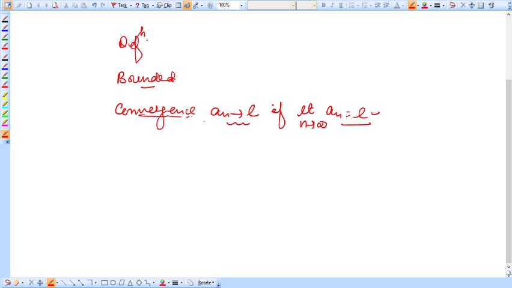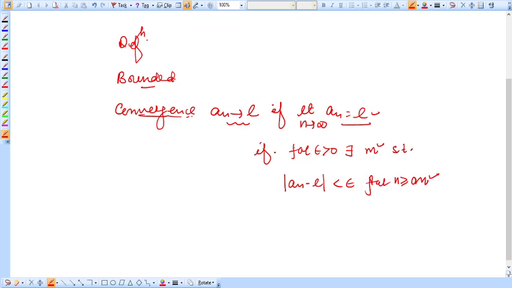Also this can be written in the epsilon definition, that is, if for epsilon greater than 0 there exists a natural number m such that the difference between a_n and L is less than epsilon for n greater than m, right? So this is what we meant by convergence of a sequence or a convergent sequence.